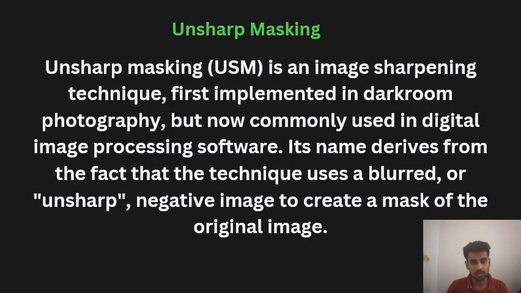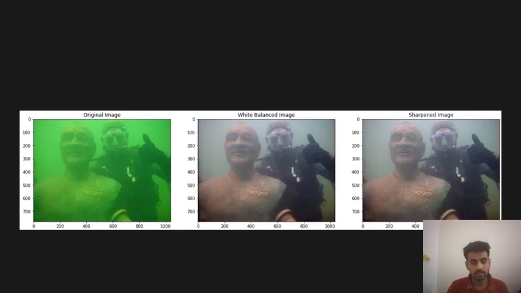Unsharp masking. Unsharp masking is an image sharpening technique first implemented in darkroom photography but now commonly used in digital image processing software. Its name derives from the fact that the technique uses a blurred or unsharp negative image to create a mask of the original image. So here is the original image. This is the white balanced image, and this is the sharpened image.